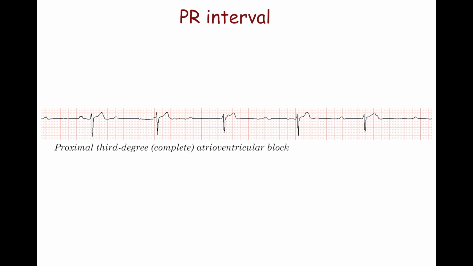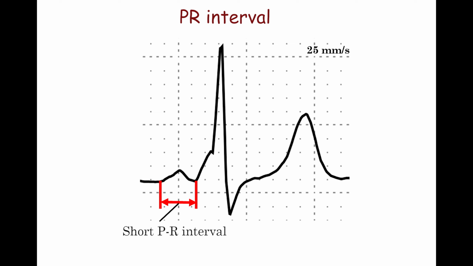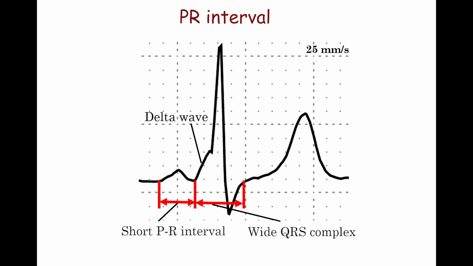PR intervals are variable. A short PR interval, less than 120 milliseconds, means that the ventricles are depolarizing prematurely. This condition is called pre-excitation. There is an accessory pathway that connects the atria to the ventricles. The accessory pathway conducts an impulse faster than the physiological pathway, which includes the atrioventricular node. Short PR interval, wide QRS complex, more than 120 milliseconds, and delta wave, slurred upstroke of the QRS complex, are characteristic features of Wolff-Parkinson-White (WPW) syndrome.